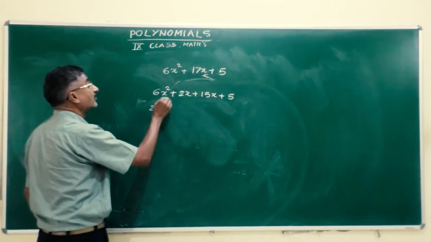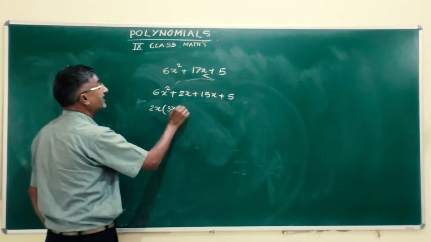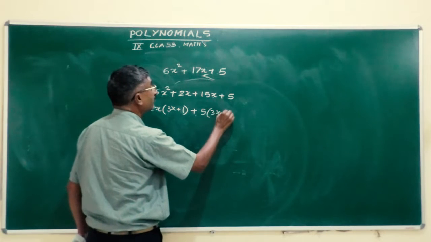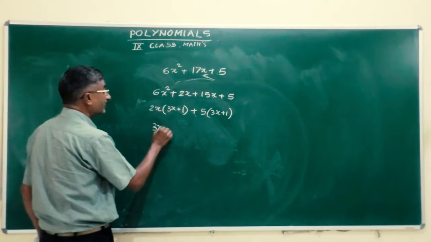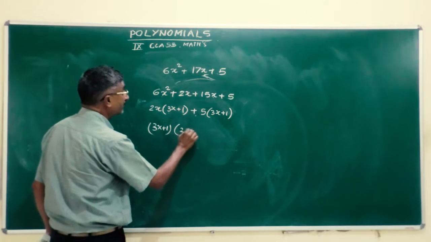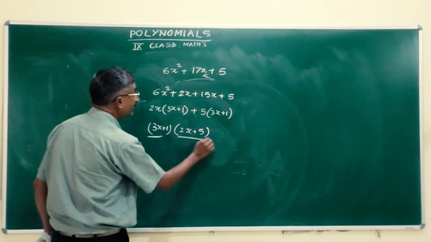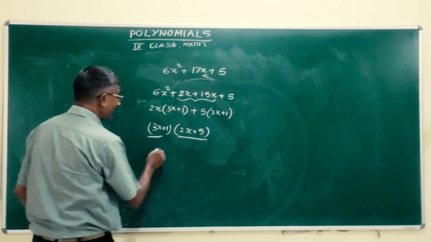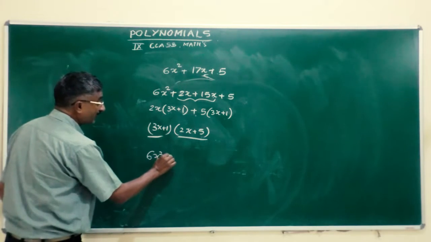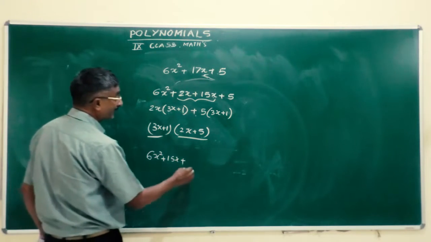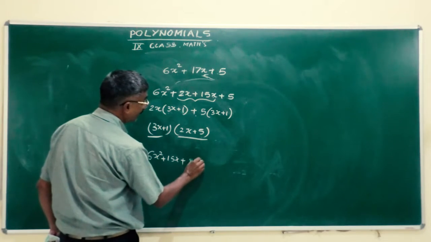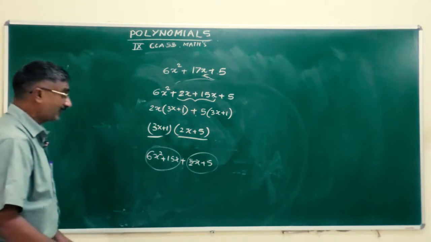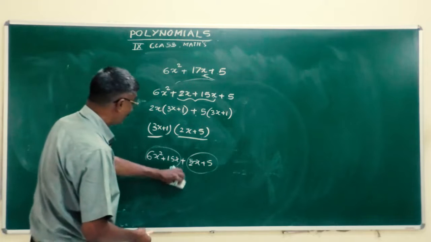So here 2x is common. So that is equal to 2x into 3x plus 1, plus here 5 is common. So this is 5 into 3x plus 1. So 3x plus 1 is common. So it is equal to 3x plus 1 into 2x plus 5. So these are the two factors. Now if you want to write it in a different manner, that is 6x square plus 15x plus 2x plus 5, you will not get the common values properly, but still you can find, no problem.